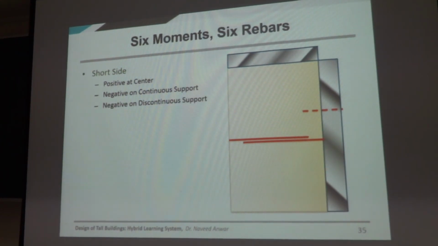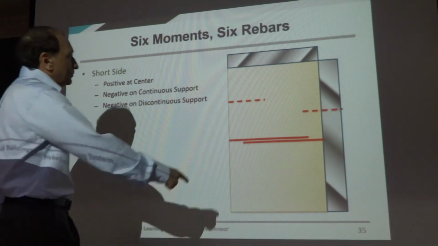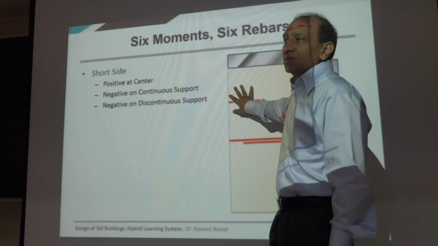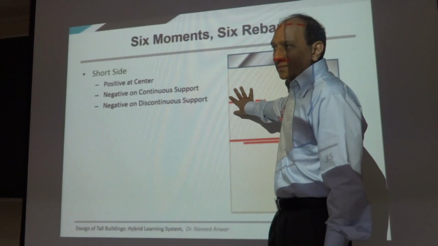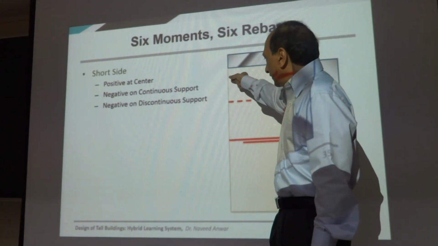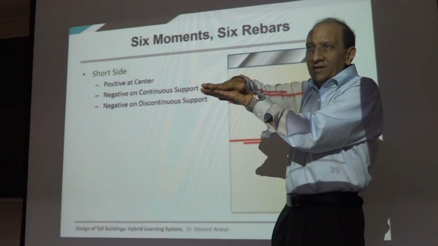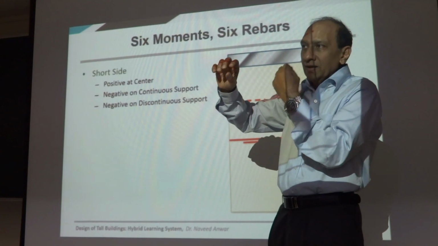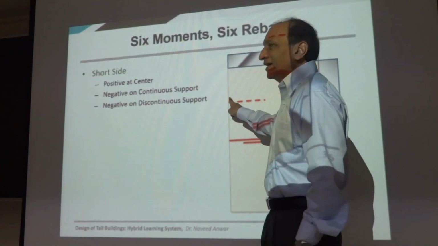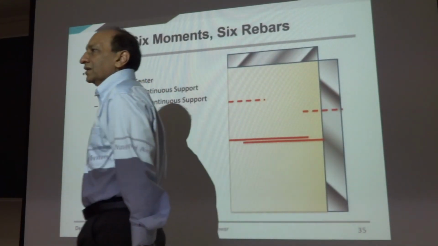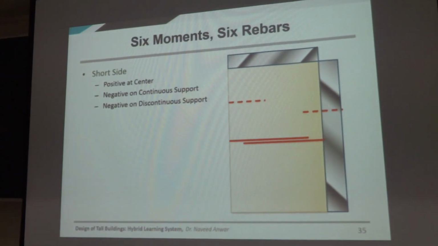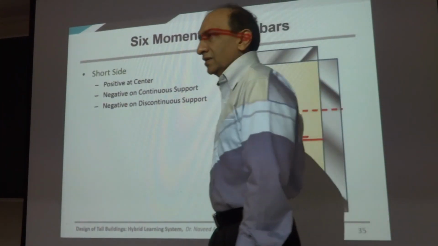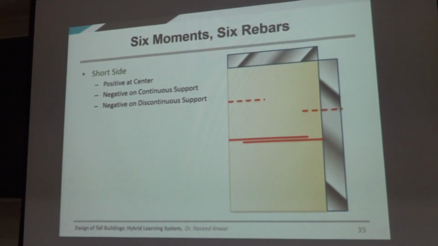Negative discontinuous support. Even if this side may not have any continuity, there is still a little bit of negative reinforcement we provide, because even if the slab is supported by a wall, there is some kind of rotational stiffness there, with a wall on top of that. So we still provide some discontinuity reinforcement there, which is typically 1/2 of this one, provided on this side, right? Just to make sure that there are no cracks there.